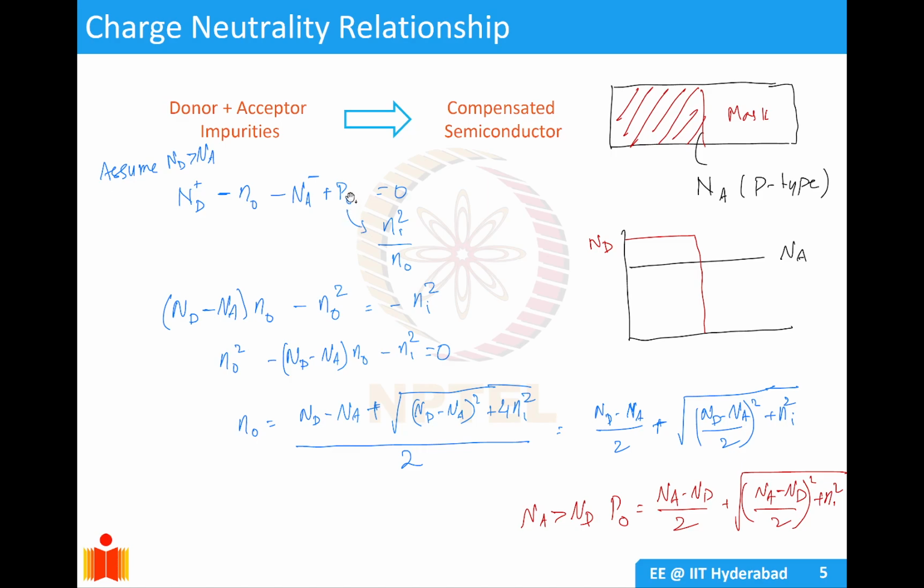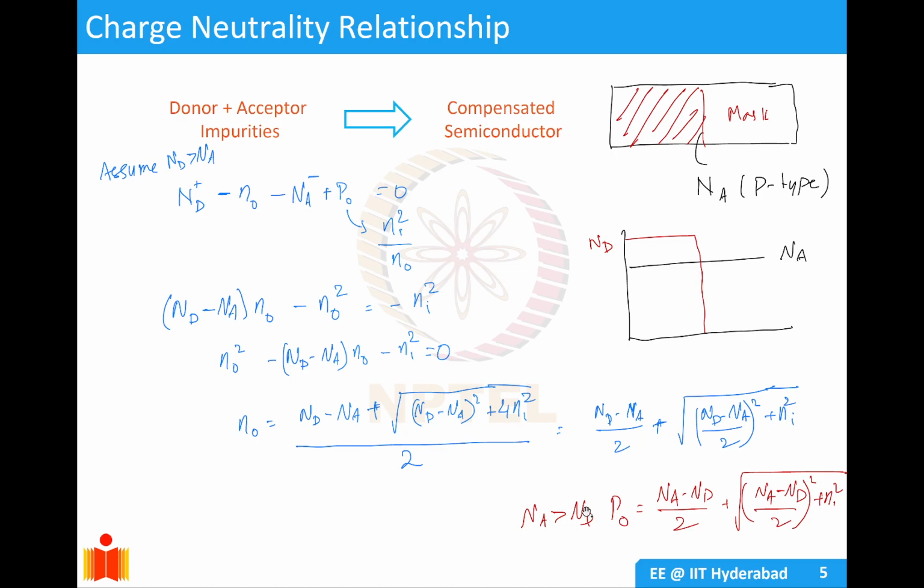So instead of p0, you can put ni square by n0. You will get (Nd minus Na) n0 minus n0 square minus ni square. You rearrange it and you get n0 equals (Nd minus Na plus the square root of (Nd minus Na) square plus 4 ni square) divided by 2, or you can write it as (Nd minus Na) by 2 plus the square root of ((Nd minus Na) by 2) square plus ni square. And this is if Nd is greater than Na.